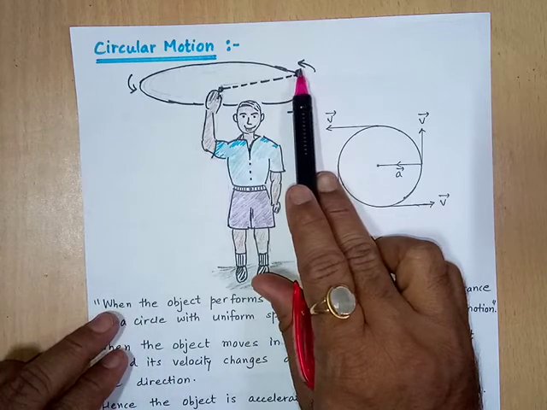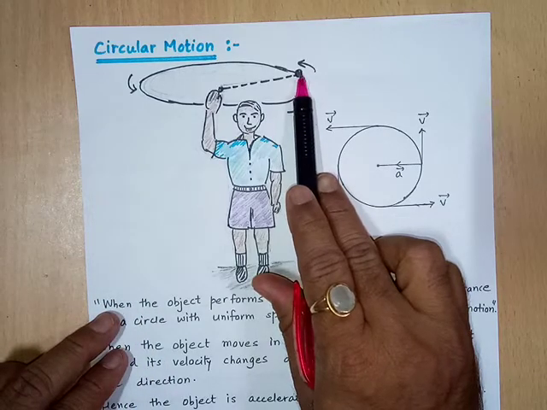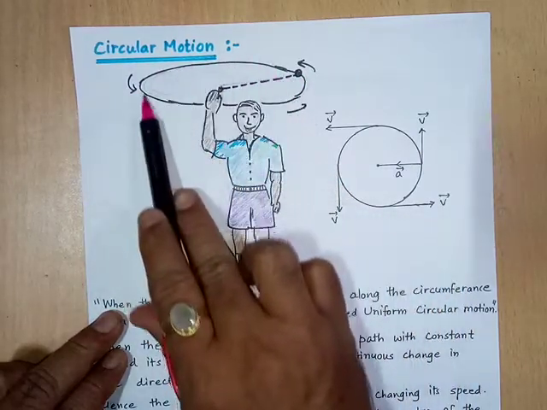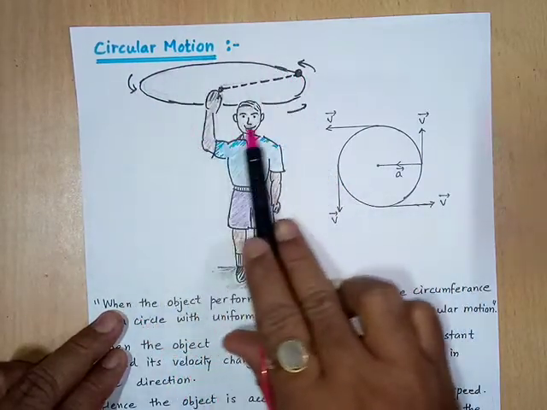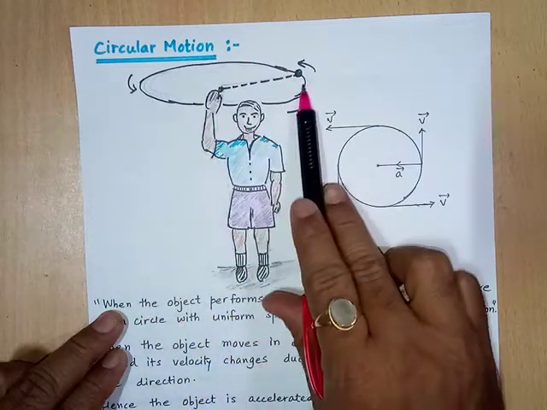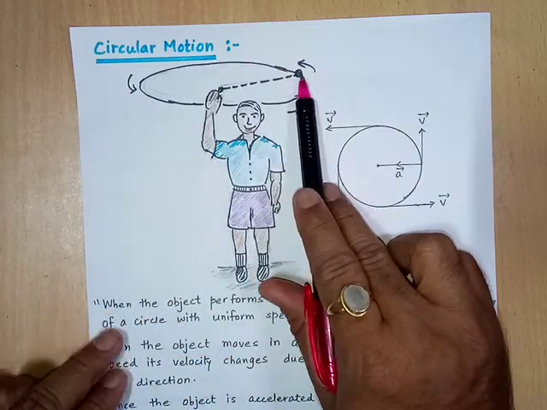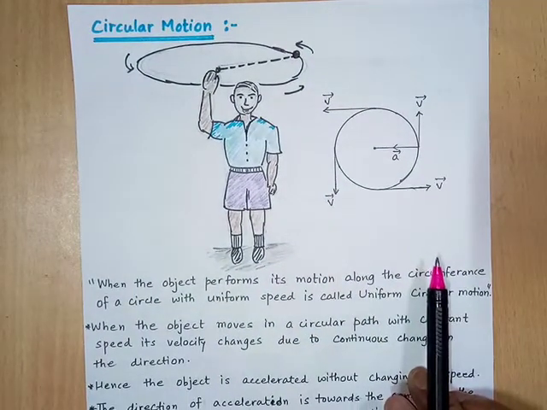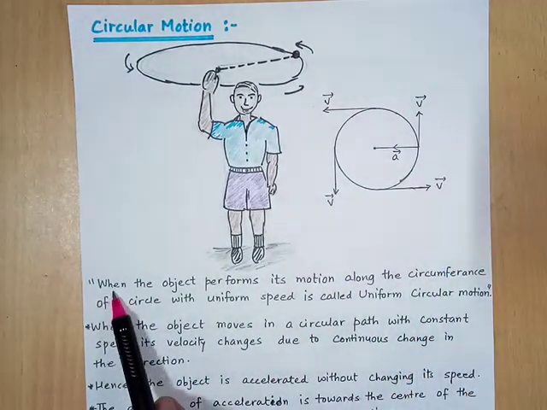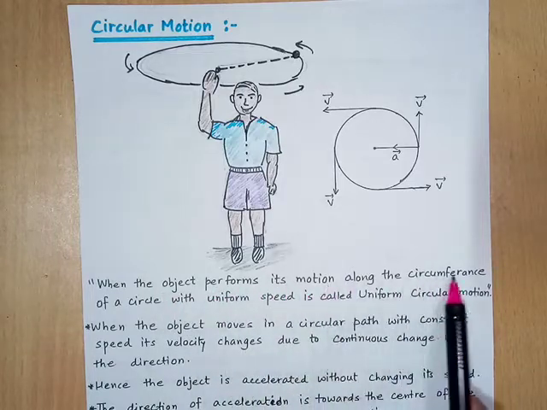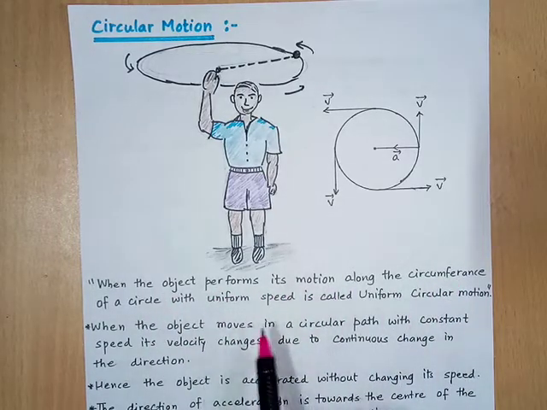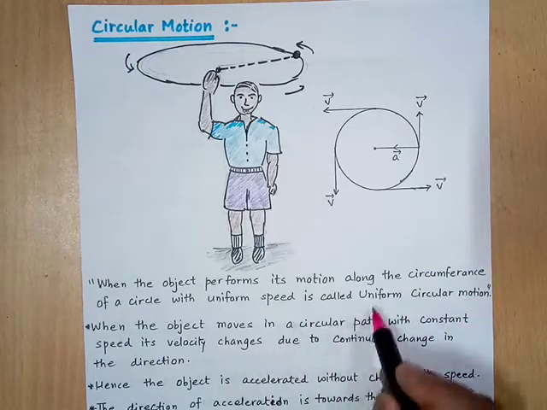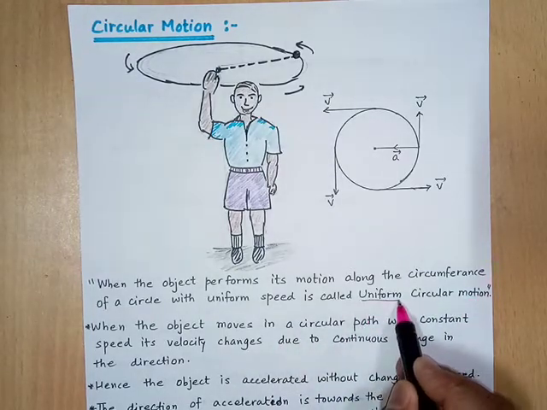So this particular motion where the object is performing its motion along the circumference of the circle, or we can say that the path is described with the help of a circle, that particular motion is called a circular motion. So if you see the definition of circular motion, then you will see that when the object performs its motion along the circumference of a circle with uniform speed, it is called uniform circular motion. Now why is this word uniform attached over here?